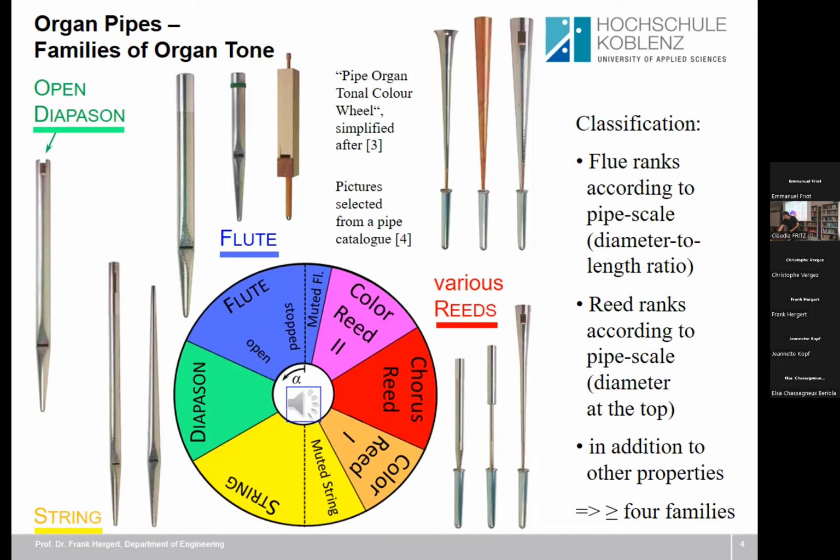And when we listen, you should hear that the sounds are really different. I start with the flute, I go to green, to yellow, and then finally to red. So 4 different tone families.